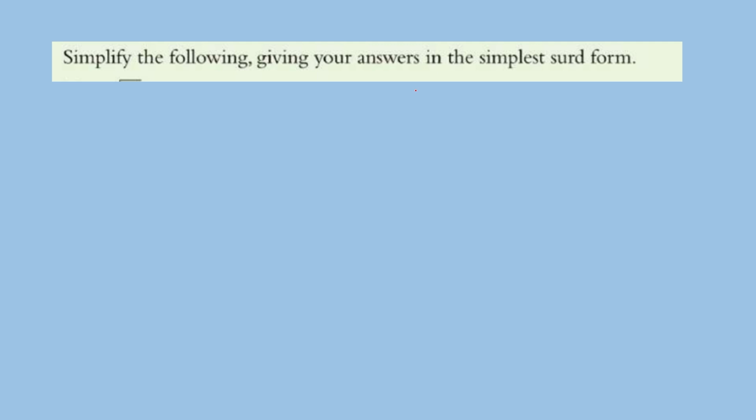So here we have to simplify the following, giving your answers in the simplest surd form. This is your question. You have root of 32, and you have to simplify this. This is a surd because it is under root, so we have to write our answer in the simplest surd form.